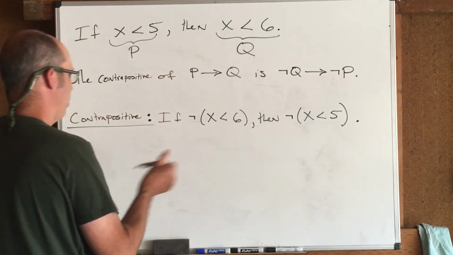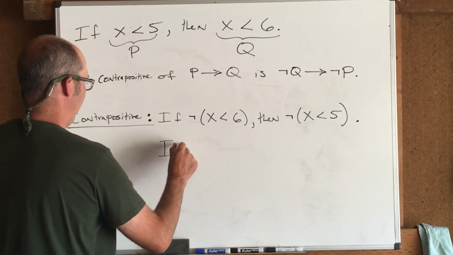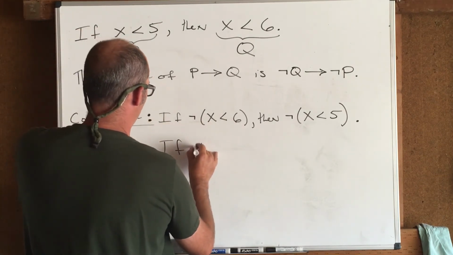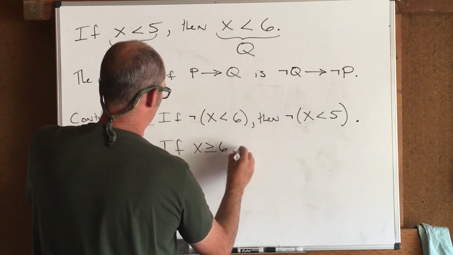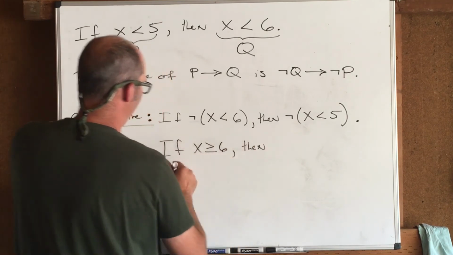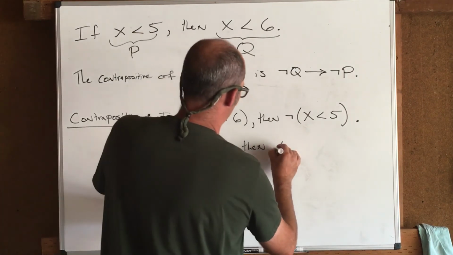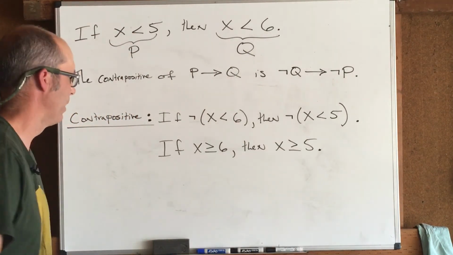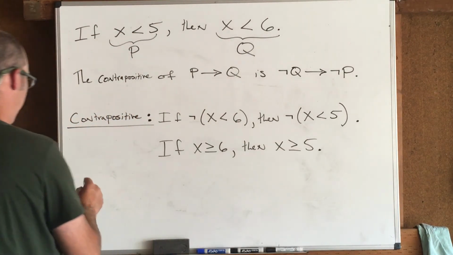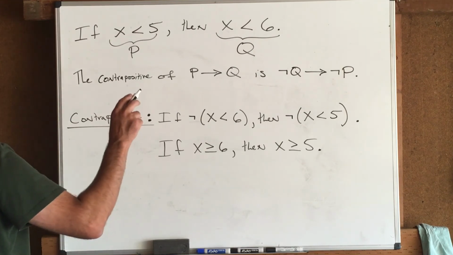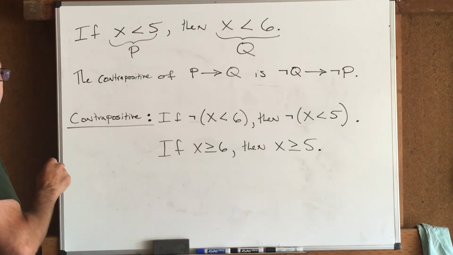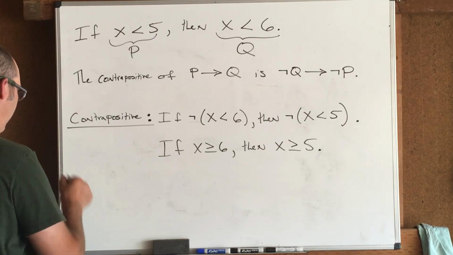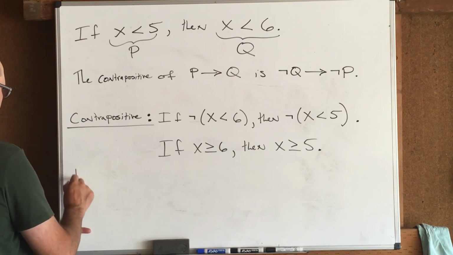Okay. So let's write this out with this new information that we have. If it's not the case that x is less than 6, then x is greater than or equal to 6. So if x is greater than or equal to 6, then x is greater than or equal to 5. So let's think about that. Is that true? Yes, in fact, this is true. If you're bigger than or equal to 6, then you're definitely bigger than or equal to 5, right? So this is true.